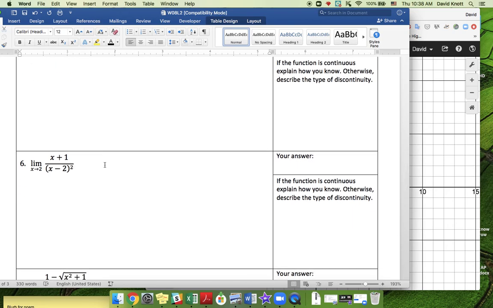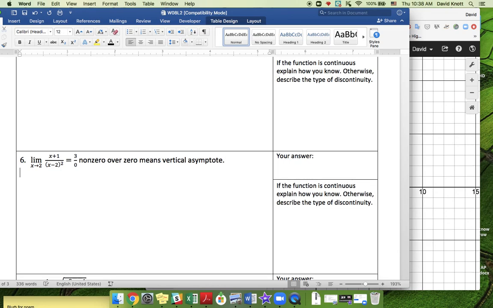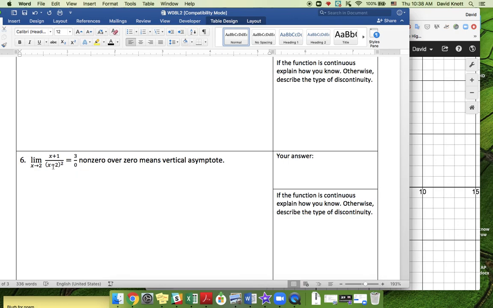Number 6 here is another vertical asymptote. And how do I know? Because when you plug in the number 2, you get 3/0, a non-zero number over 0. Non-zero over 0 means vertical asymptote. So it's definitely not continuous because the function's undefined at the point. But we need to analyze both sides of the vertical asymptote, like what's happening as you approach 2 from the left and the right.